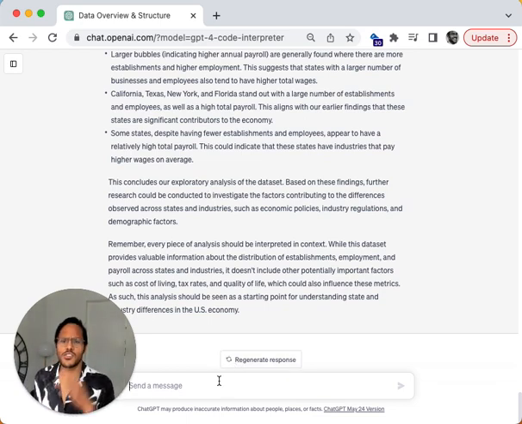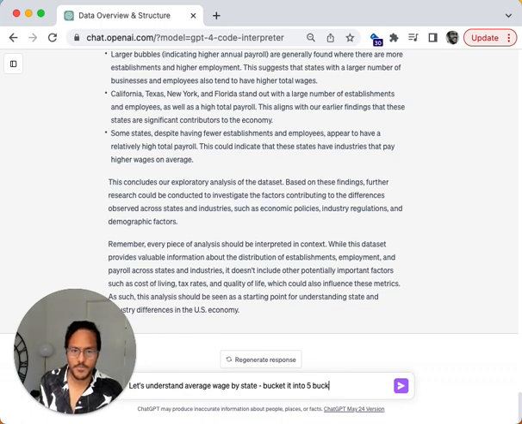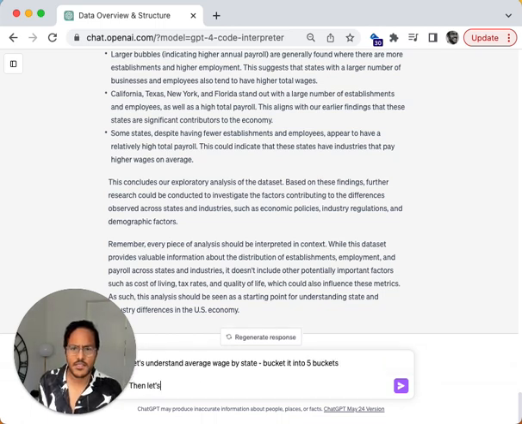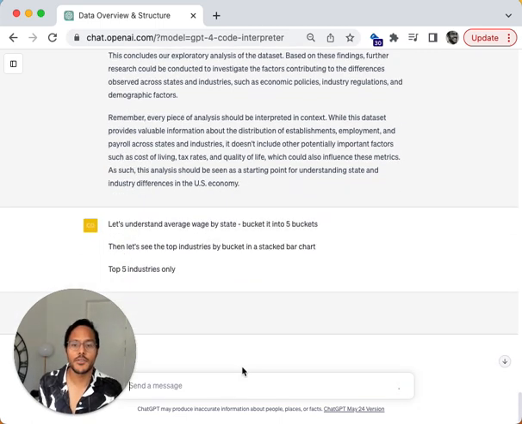So let's go ahead and think ourselves. Like, what are some cool analyses we want to do? I think, first, let's understand average wage by state. Bucket it into 5 buckets. Then let's see the top industries by bucket in a stacked bar chart. Maybe only top 5 industries. Let's see how it does.